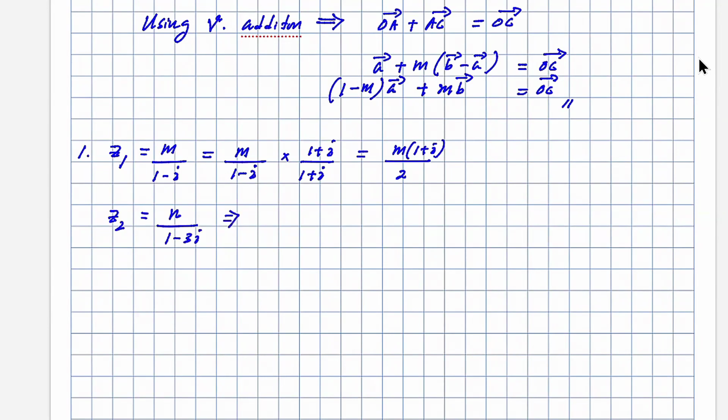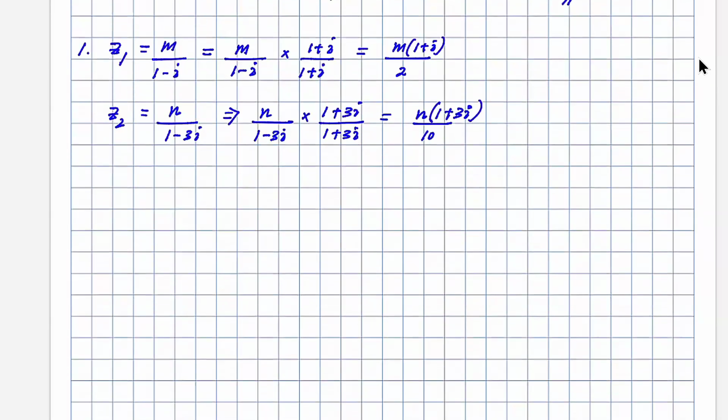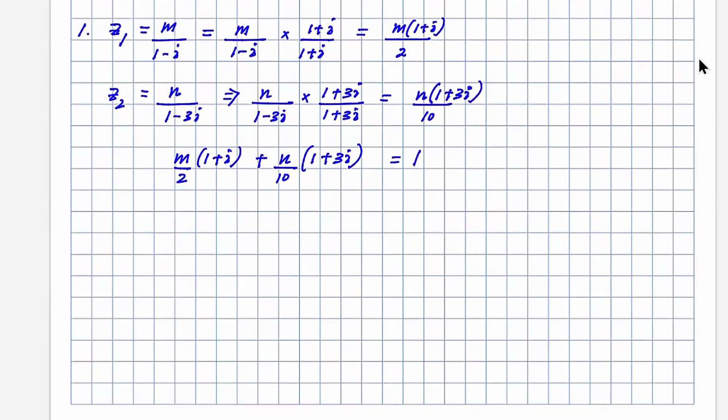So this you can write n divided by 1 minus 3i multiplied by 1 plus 3i divided by 1 plus 3i, and that is equal to 10, right? So 10 here, check my calculation, 1 plus 3i. Now it is given to you that Z1 plus Z2 is equal to 1. So what you do, you have to add these together, and that is going to be 1, right?